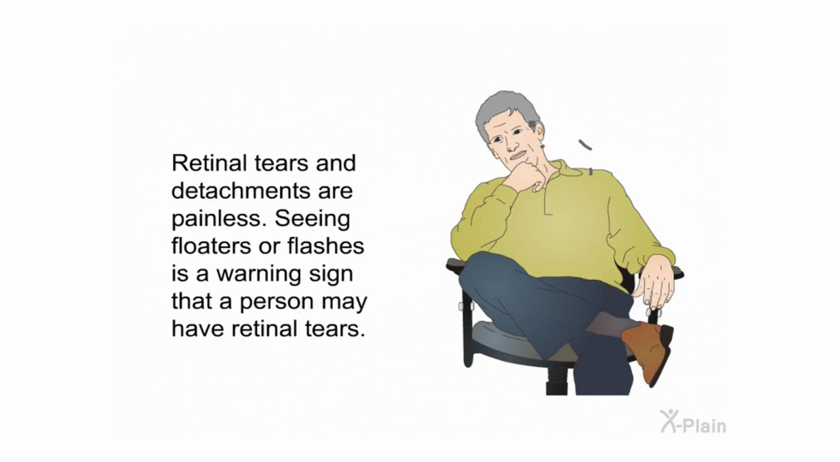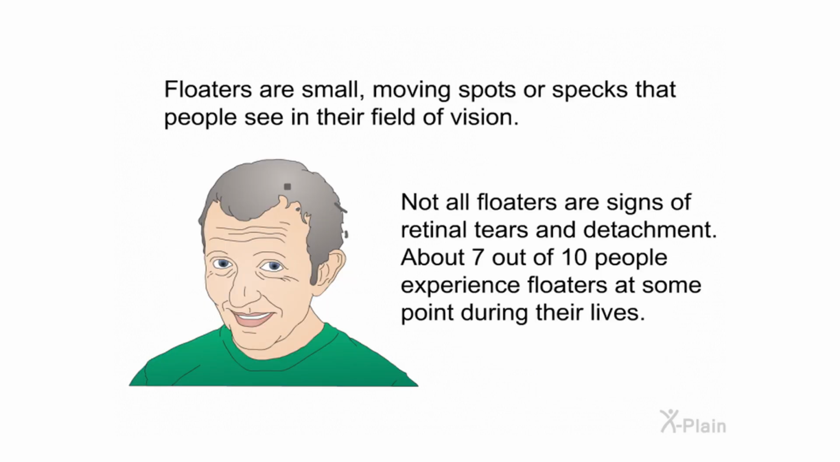Symptoms. Retinal tears and detachments are painless. Seeing floaters or flashes is a warning sign that a person may have retinal tears. Floaters are small moving spots or specks that people see in their field of vision. Not all floaters are signs of retinal tears and detachment. About 7 out of 10 people experience floaters at some point during their lives.